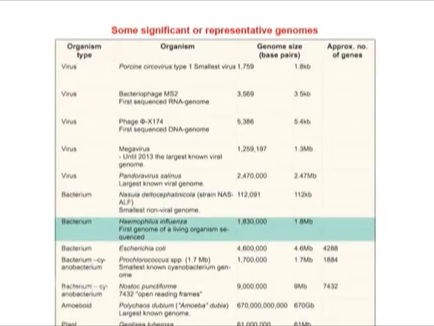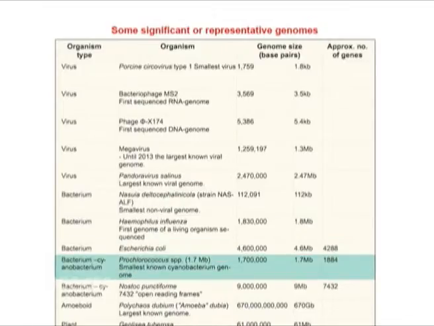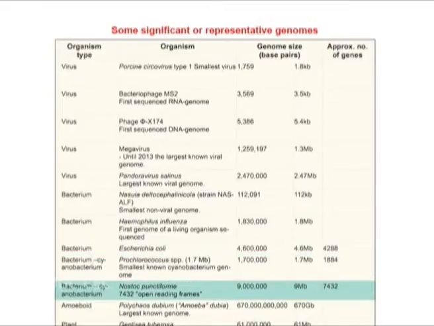Bacterium Haemophilus influenzae, which was the first genome of a living organism to be sequenced, has a genome size of 1.8 MB. Bacterium Escherichia coli has a genome size of 4.6 MB. Bacterium cyanobacterium Prochlorococcus species, which is the smallest known cyanobacterium genome, has a genome size of 1.7 MB.